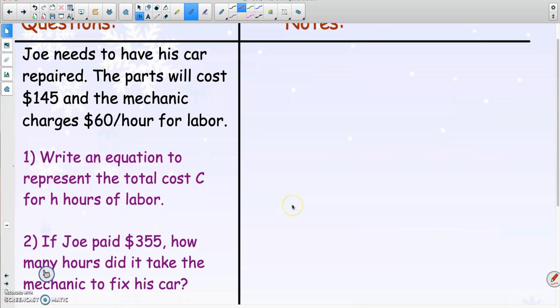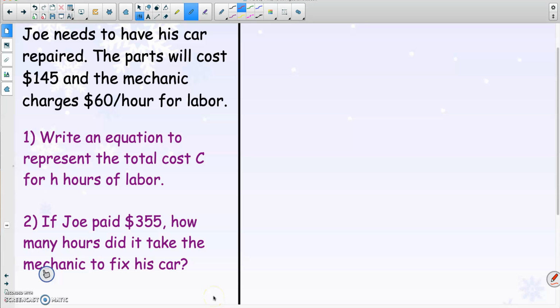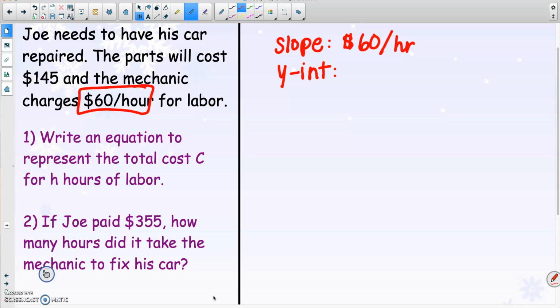All right, now we've got a word problem. Joe needs to have his car repaired. The parts will cost $145, and the mechanic charges $60 an hour for labor. All right, so the slope, or the rate of change, is the $60 per hour. That's the rate of change. The y-intercept, or the starting point, that's $145 because you have to pay for the parts first.